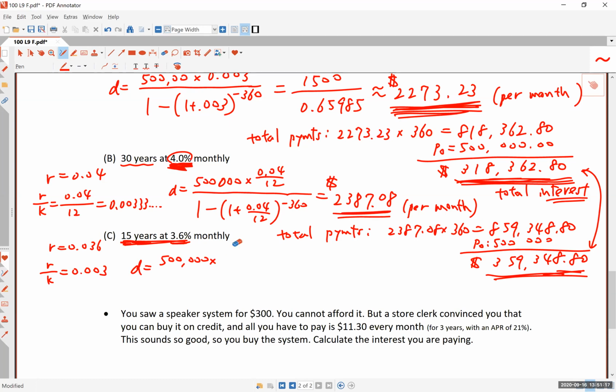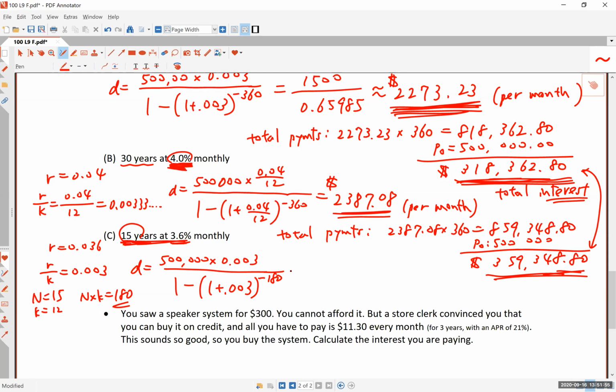This is going to be 0.003 divided by minus 1 plus 0.003 raised to the next, oh, that's the difference, right? Because now it's 15. What's n is 15, so n times k is not 360. Remember, k is 12. Okay, so this is going to be 180. That's exactly half, because 15 years is half of 30 years. Instead of making 360 payments, you are making 180 payments. That's it. Okay, after 15 years, if you pay everything in full, the house will be yours.